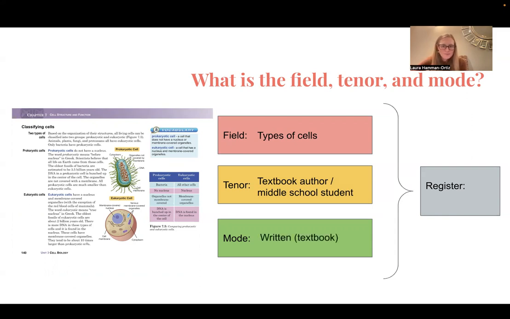And the mode is it's written as a textbook. And the register, though, here, unlike the Facebook post, is more formal. We can see different language that's used, more complex grammatical structures and organizational patterns because it's a printed textbook.